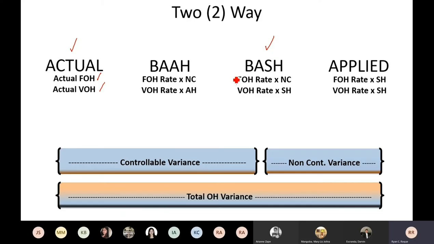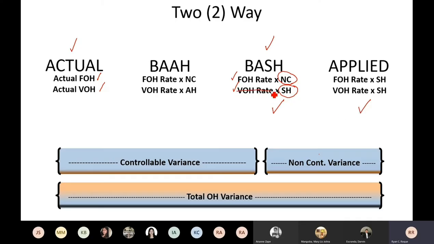At dito, anong formula? I'll start with the rate. And then I'll just think, ano ang imu-multiply ko? Eh, budget yan. Normal capacity sa fixed. Eh, BASH. Standard hours sa variable. Okay? Pag tinanong ay non-controllable, compare ko BASH versus applied. Okay?